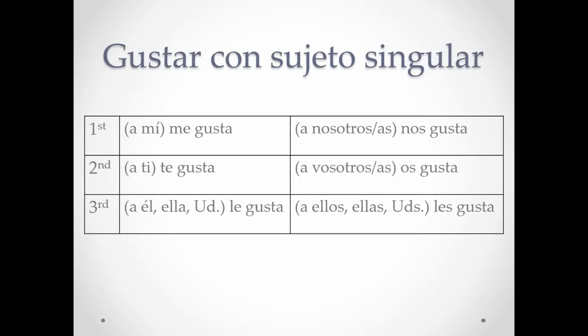So if you have a singular subject, like I like cheese, you'd say, a mí me gusta el queso, or just me gusta el queso. So write all this down. The stuff in parentheses are optional phrases beginning with a. This is gustar with a singular subject. And the subject is the thing that you like.